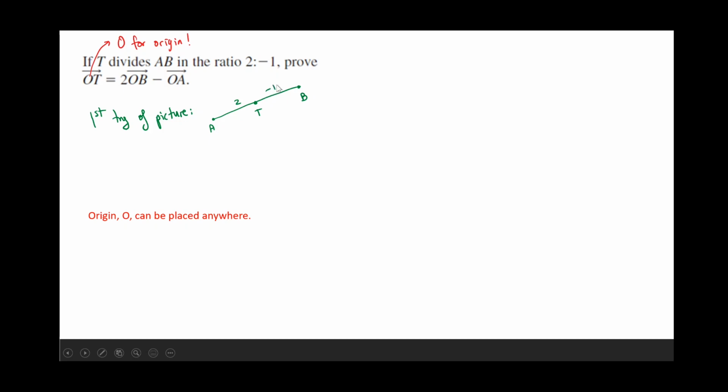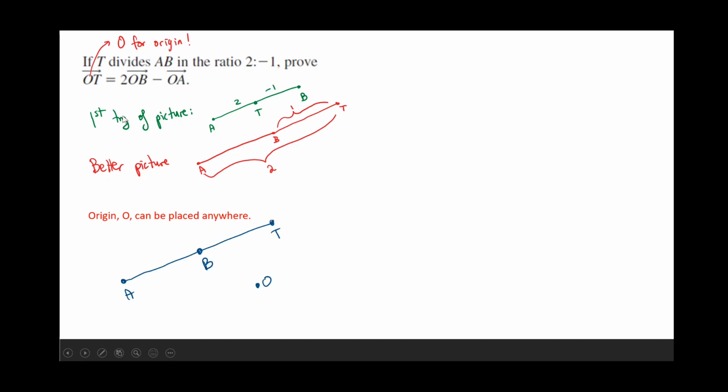However, because the length can't be negative, here's my better picture. T is actually on the other side, so this negative indicates that T is supposed to go on the other side of B. So from A to T all the way, that's size 2, and then back 1 is where B is located. It's a weird question, but if you see this type of trick question, this is what it means. Then this O here, I already mentioned that it stands for origin. Whenever you're trying to create a proof using origin and you haven't drawn it, you could just place it wherever you wish. So I placed it over here.